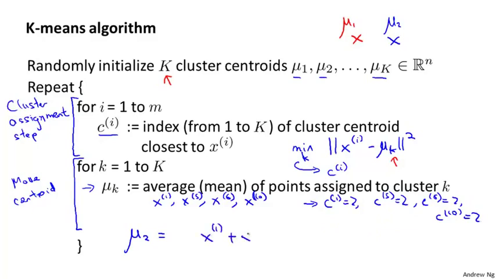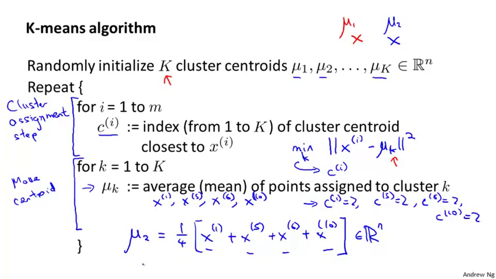So I'm going to take x1 plus x5 plus x6 plus x10, and then average them. Here I have 4 points assigned to this cluster centroid, so I'm just going to take 1/4 of that. Now mu2 is going to be an n-dimensional vector, because each of these examples, x1, x5, x6, x10, were n-dimensional vectors. When I add up these things and divide by 4, because I have 4 points assigned to the cluster centroid, I end up with my move centroid step for my cluster centroid mu2, and this has the effect of moving mu2 to be the average of those 4 points listed here.